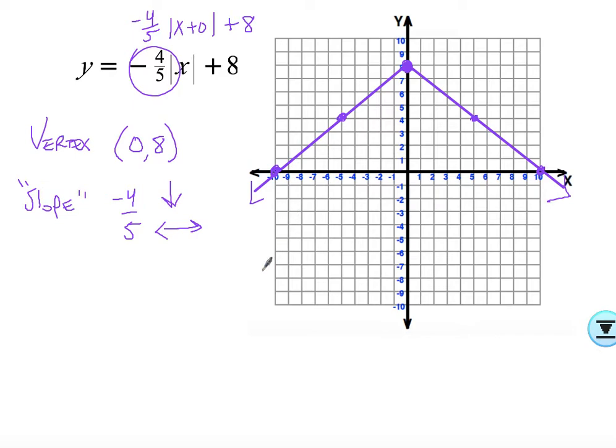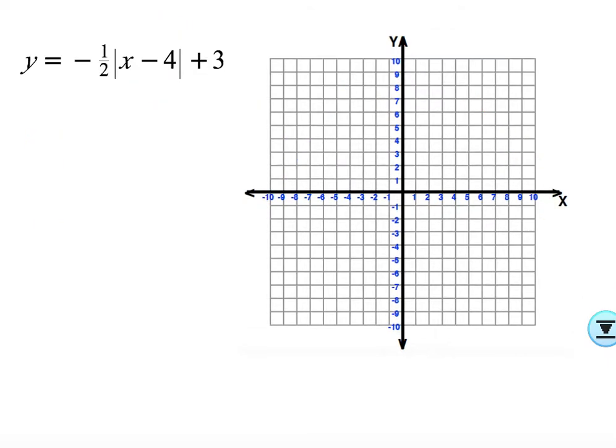I know that this should be opening down because this first term right there was negative. So that means it's opening down, and we take care of that when we're using our slope. The top number was negative, so we're moving down. Okay, let's maybe try one more and then maybe we'll be good enough.